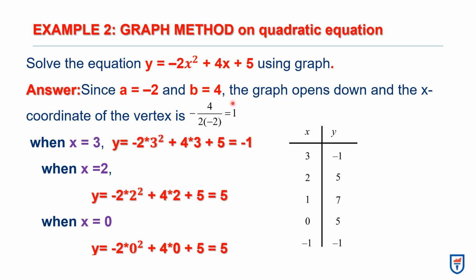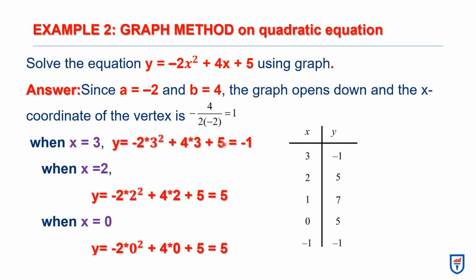To calculate the vertex coordinate of y, we substitute the vertex coordinate of x in our quadratic equation, and we're going to get the value of y is 7. So the vertex or turning point is 1, 7. Now we let also x equal 3 as a random value of x. When we substitute 3 in our equation, we're going to get a value of y: minus 2 times 3 squared plus 4 times 3 plus 5 is equal to minus 1.